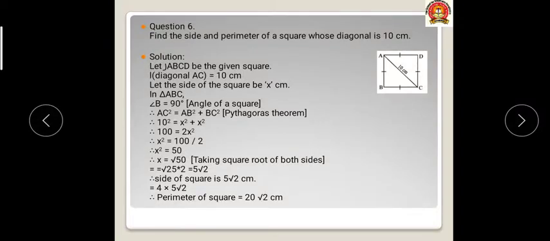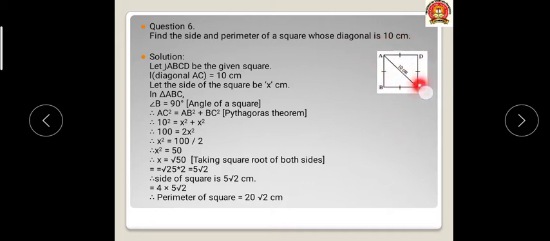Good morning, students. In the last session, we saw the examples from practice set 2.1, which are based on the Pythagoras theorem. Now, in the remaining examples, today I am going to explain. Find the perimeter of a square whose diagonal is 10 cm.